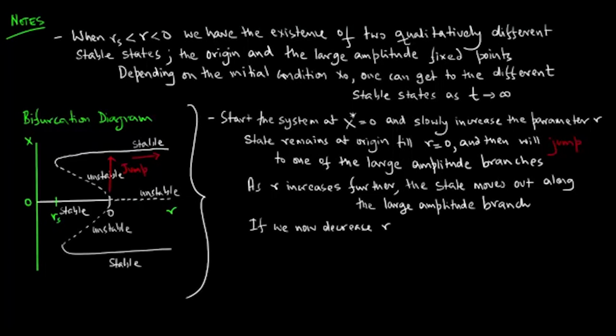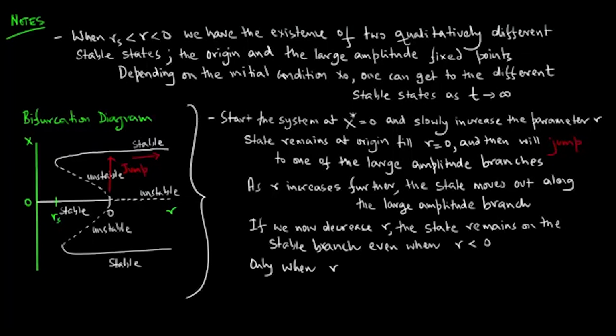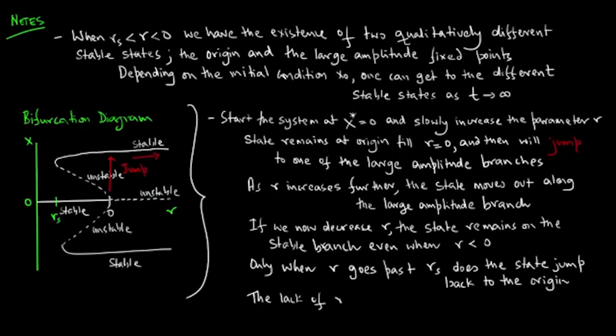If we now decrease r, the state remains on the stable branch even when r is less than 0. And it is only when r actually goes past rs does the state actually jump back to the origin. So the lack of reversibility as a parameter is varied is called hysteresis.